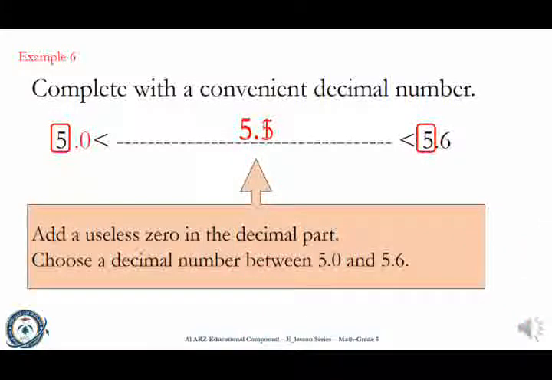Example 6. Complete with a convenient decimal number. We should insert a decimal number between 5 and 5.6. We should add the use of 0 in the decimal part and choose a decimal number between 5.0 and 5.6. Since the whole parts here and there is 5, we should change the decimal part so we have 0 here and 6 there. We can write 5.1, 5.2, 5.3, 5.4, and 5.5. The last number, the greatest number, is 5.5. You cannot write 5.6.